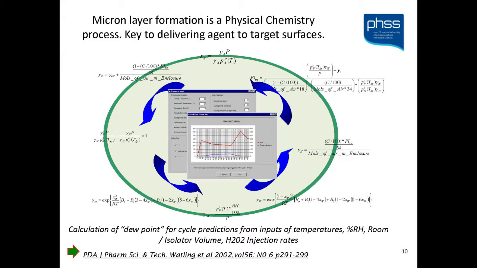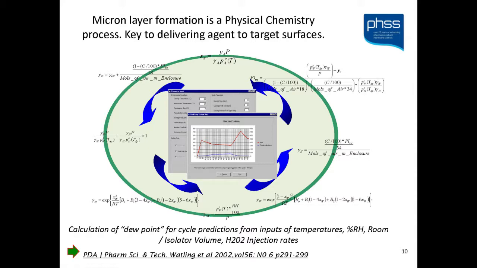Now, if you look at the process of just getting past dew point, those are all based on physical parameters, physical chemistry. So here you've got injection rates, you've got starting humidities, you've got temperatures. And all those together give you an indication of when you get past dew point and into that efficacy range. And there are peer-reviewed published papers exactly on that.